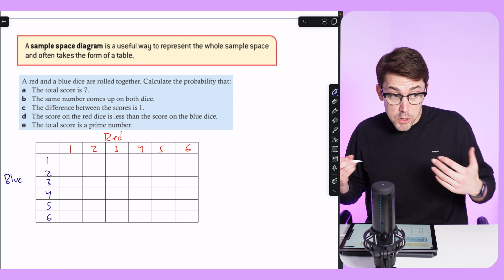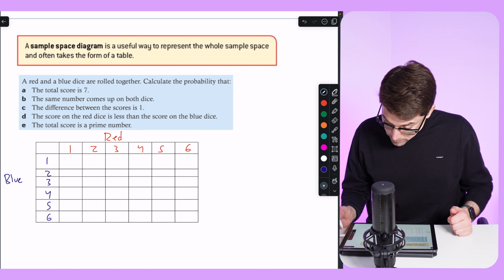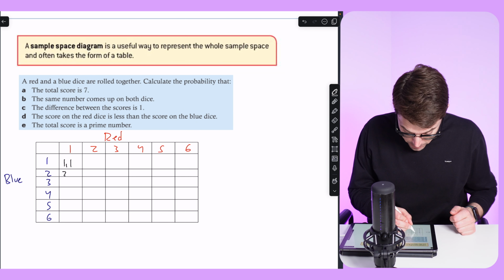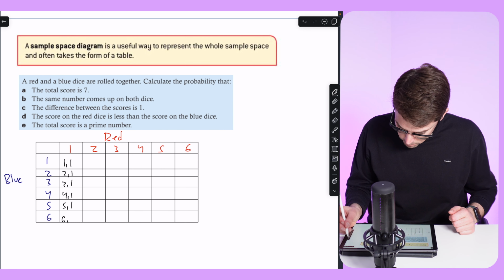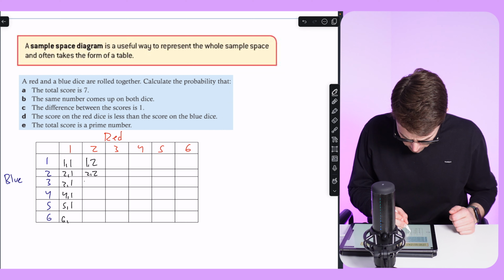So now let's take a look at what the different outcomes might be. It's a little bit tedious, but this could be a 1 and a 1. This right here could be a 2 and a 1, or a 3 and a 1, or a 4 and a 1, or a 5 and a 1, and a 6 and a 1. Then I would have a 1 and a 2, a 2 and a 2, a 3 and a 2, a 4 and a 2, a 5 and a 2, then a 6 and a 2.